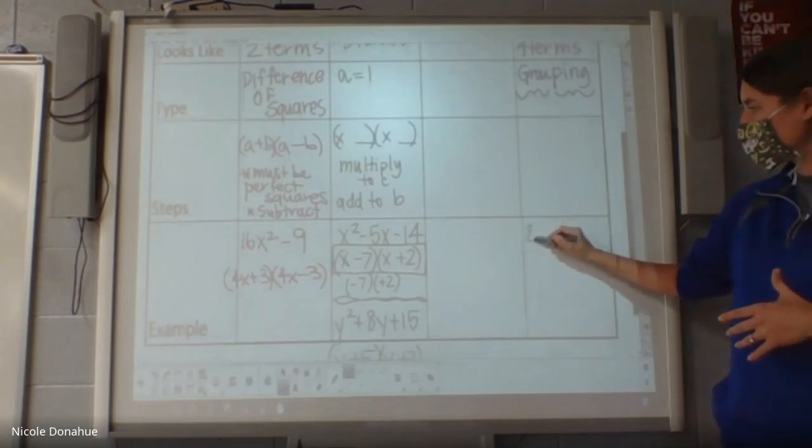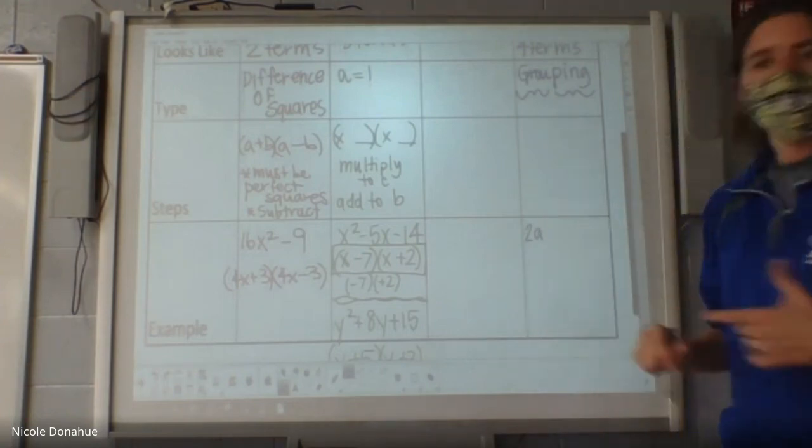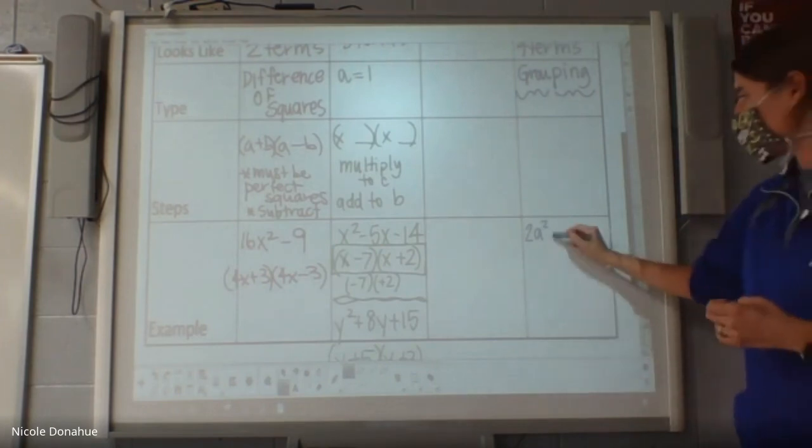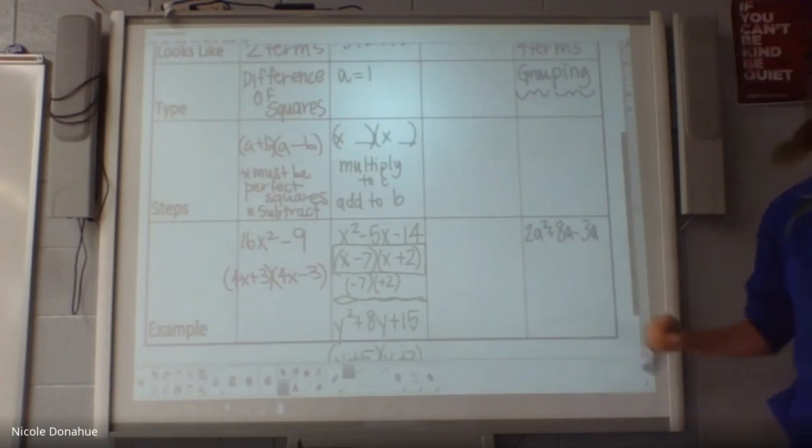Okay, so I'll do an example down here. This one's a little bit wider, so I'm going to try and make it small. So it's 2a squared plus 8a minus 3a and then minus 12. It's 4 terms.